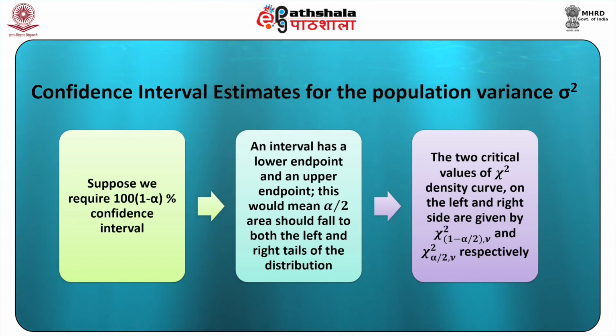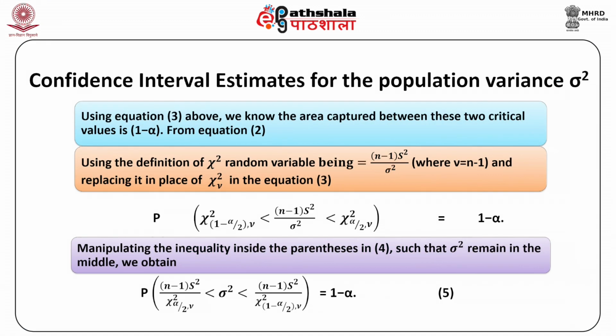Now then the two critical values of chi-square density curve on the left and right side are given by chi-square 1 minus alpha by 2 comma nu, which is also read as chi-square with nu degrees of freedom and 1 minus alpha by 2 critical region. And the second is chi-square alpha by 2 comma nu respectively. So using equation 3 above, we know the area captured between these two critical values is equal to 1 minus alpha.